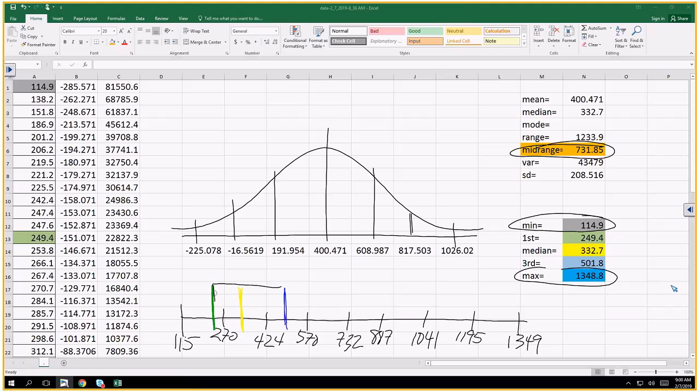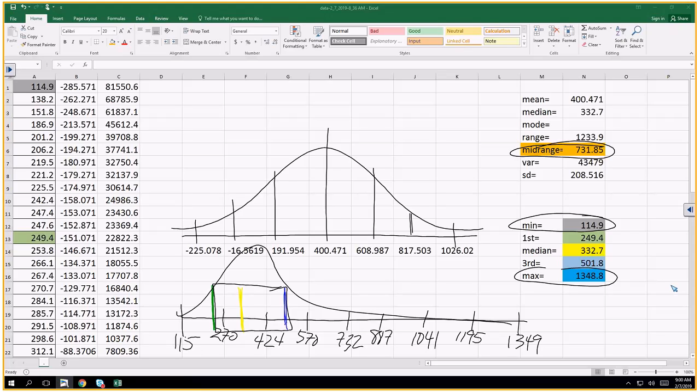Why is it skewed right? Somebody tell me, of course, all the data is on the left. But why? Because of that outlier, 1348. Write that down. The reason we got skewed right is because that 1348 is making all the numbers small.